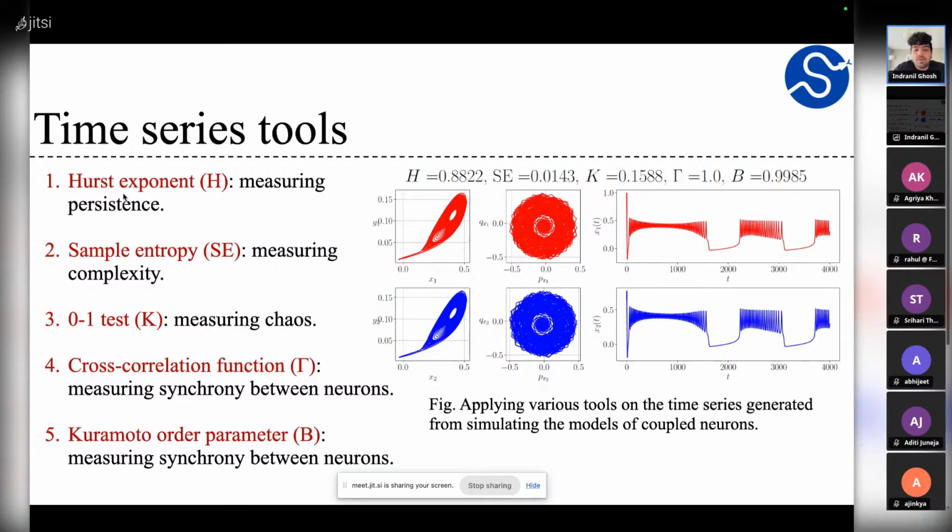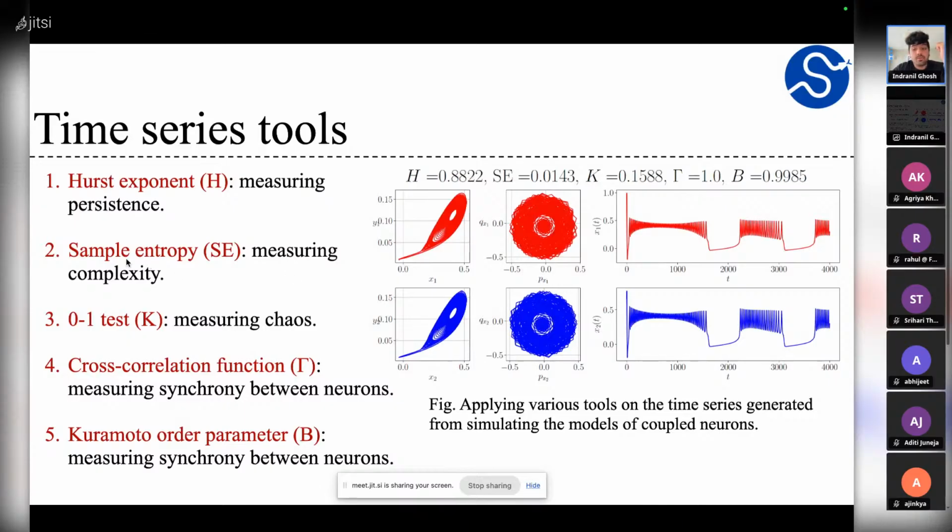Okay, so 4 minutes, I'm going to talk about time series tools. Now that we have the data set, the synthetic data set from all these models, we need to analyze the data, right? It's time series data. So to do that, we have 5 different statistical measures that you can use. The first one is the Hurst exponent. It measures how persistent the time series is. I'm going to explain this soon.